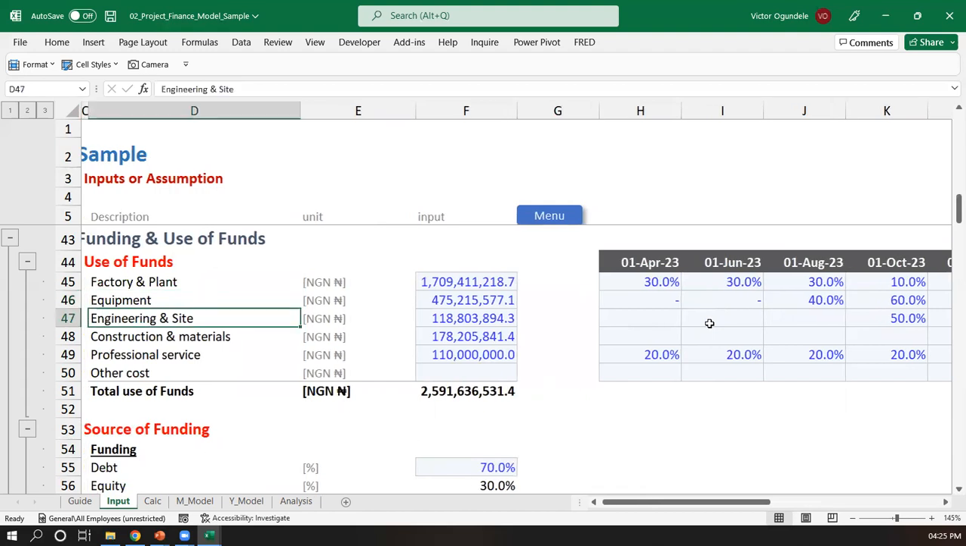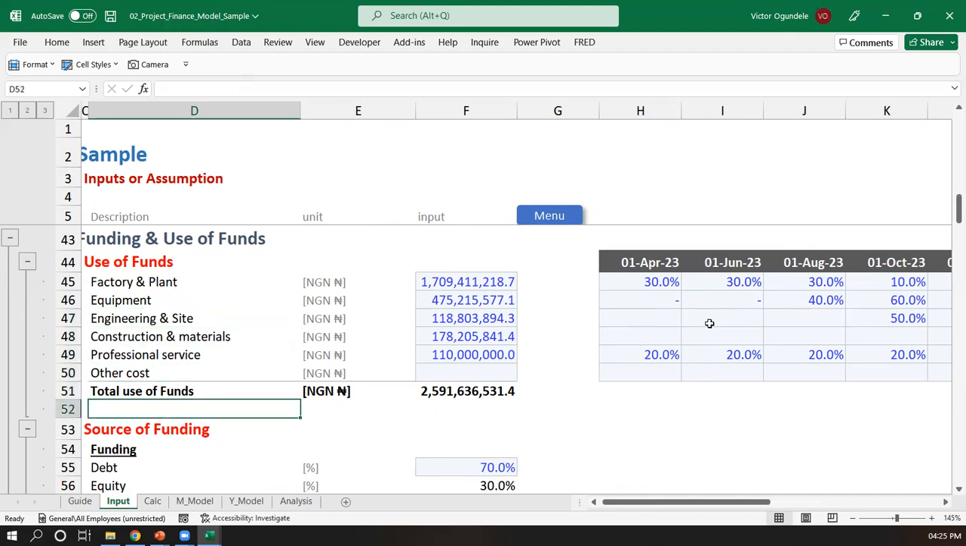Engineering and sites, as they are building, maybe the agreement is, oh, we pay you in this phase, or we pay you once you are done with your project. As I said, there are a lot of agreements, and all those contracts must also be built into the model. Other professional services, you list that.